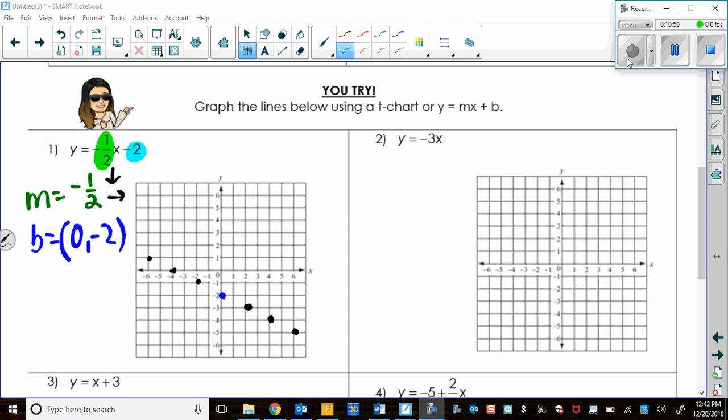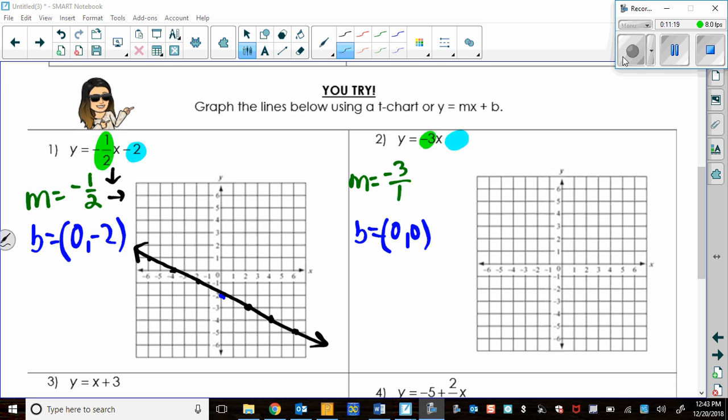Okay, I have my points. I know that I'm in the right direction because my slope is negative, and right now that's what it looks like, that I have a negative slope. So connect my dots, and there is my function. Okay, go ahead and pause this video and try to solve number 2.